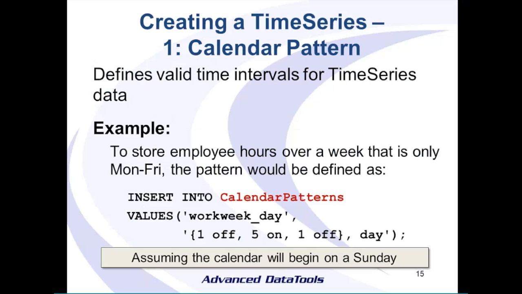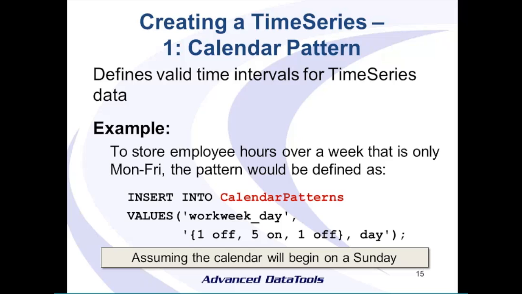So first of all, creating the calendar pattern. This defines the valid time intervals for time series. The example I decided to use for this was keeping track of the number of hours an employee works during the week. In this example, I'm going to say there's only 5 work days in a week, Monday through Friday, which means we're not going to be storing data for weekends. We'll set up the pattern like that so that we don't need to store almost like placeholders in our time series for weekends when we know we're not going to get any data.